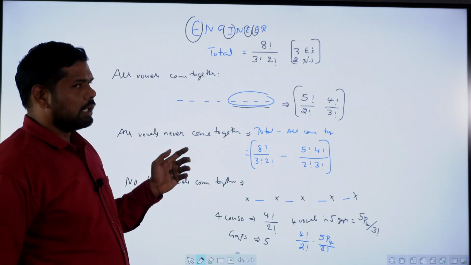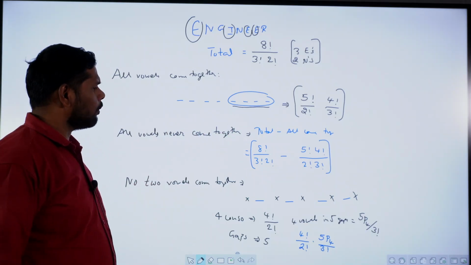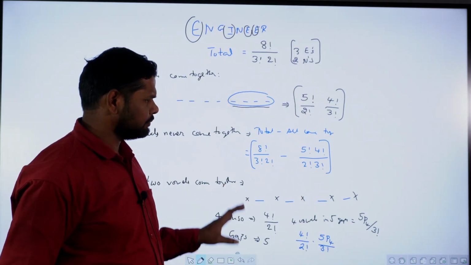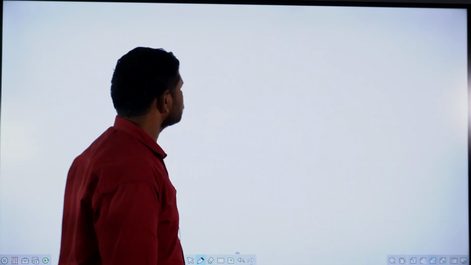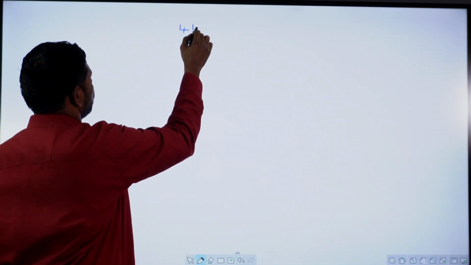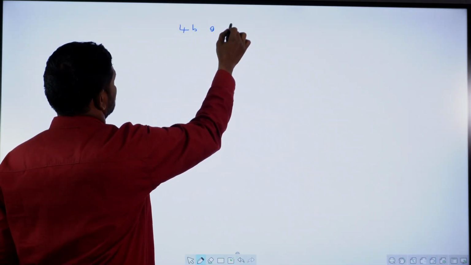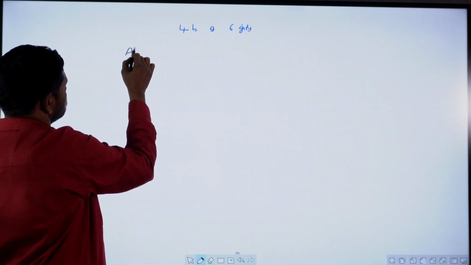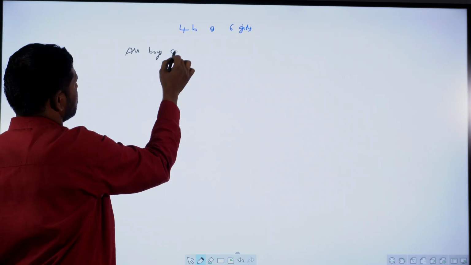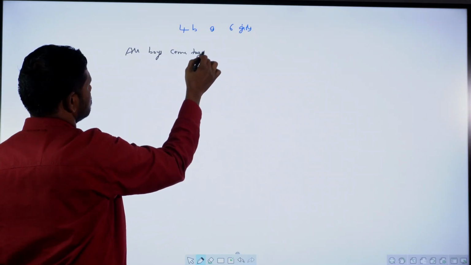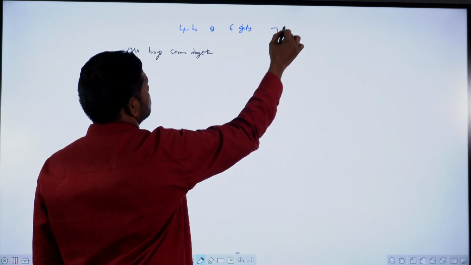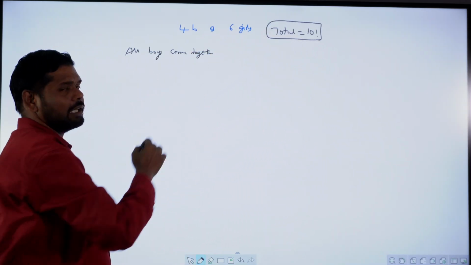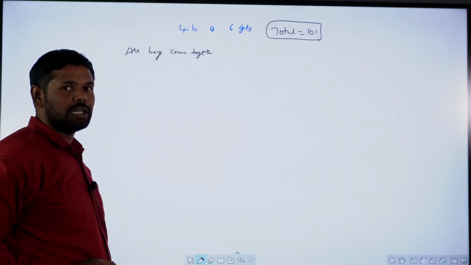Simple. Right? Very easy. Now we look at one more example. Suppose I write 4 boys and 6 girls are there. Now, all boys come together. Here, total how many ways? Total 10 members are there, 10 factorial. That is important. Boys and girls completely combined, 10 members, 10 factorial.